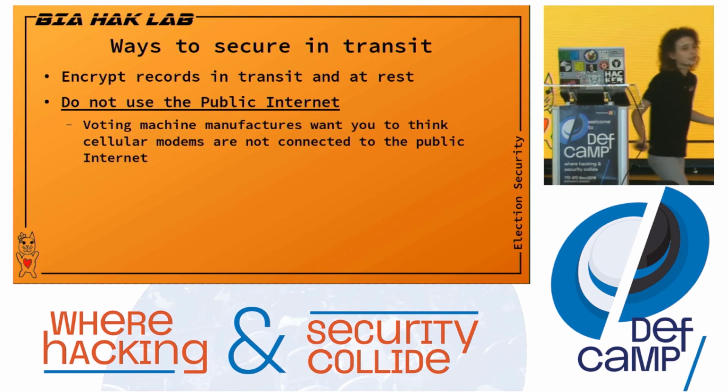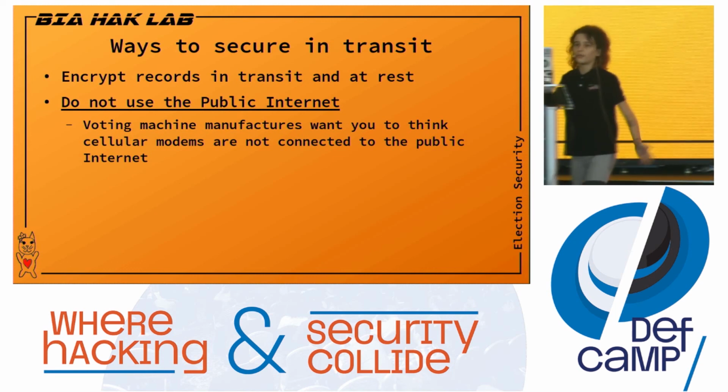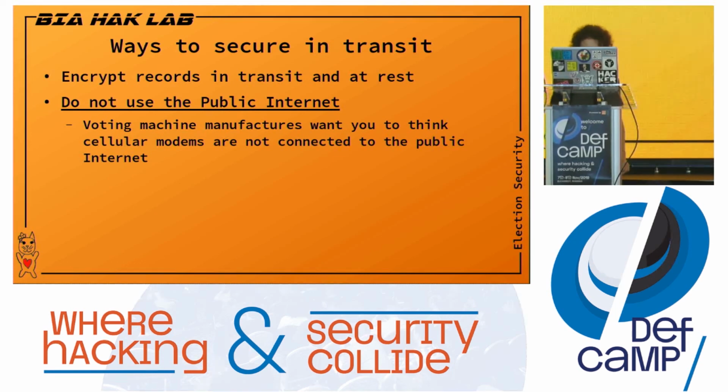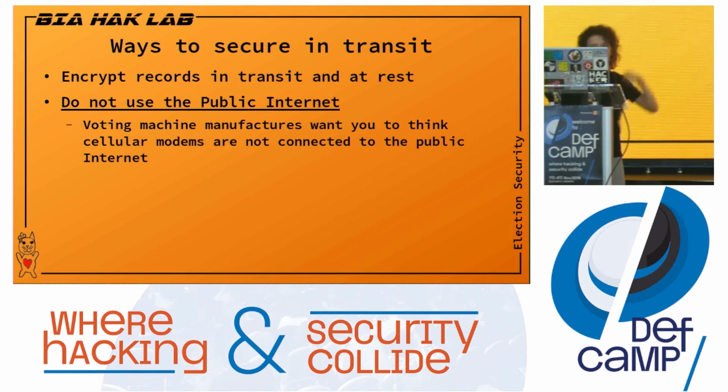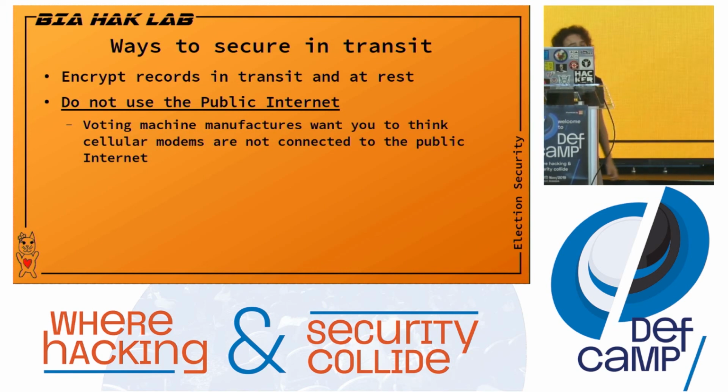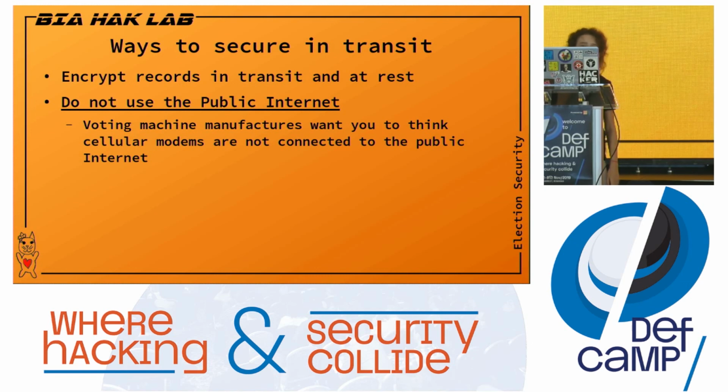So how do you secure it in transit? Well, you encrypt the records while being transmitted and while at rest. You perform risk-limiting audits to make sure the paper ballots match what the machine recorded. And please, do not use the public internet. The machine manufacturers want you to think that the cellular modems are not connected to the public internet. Guess what? They are. Here is a diagram the manufacturers could learn from.